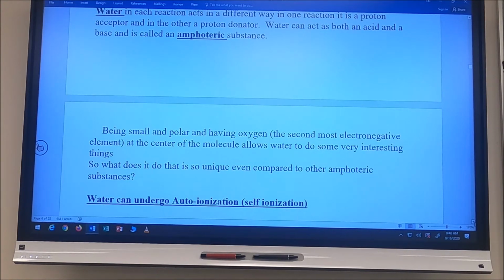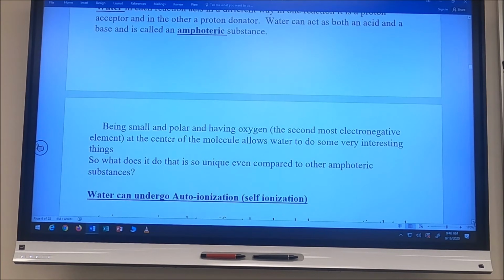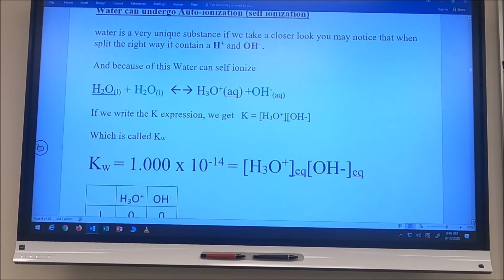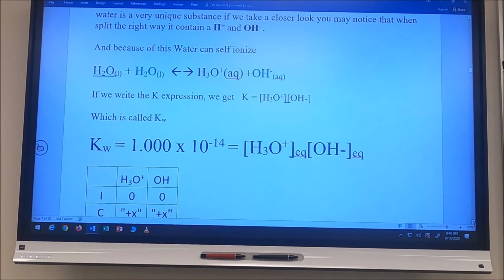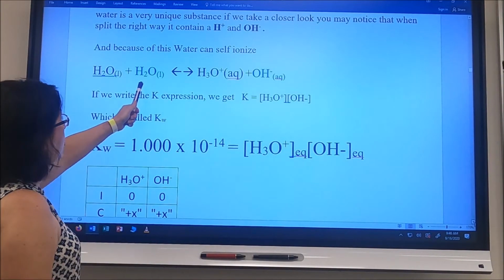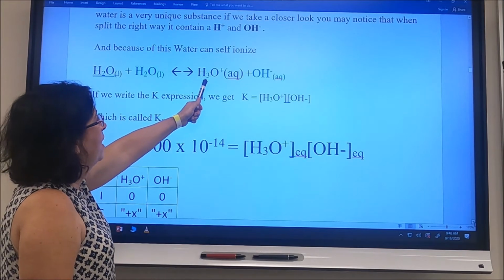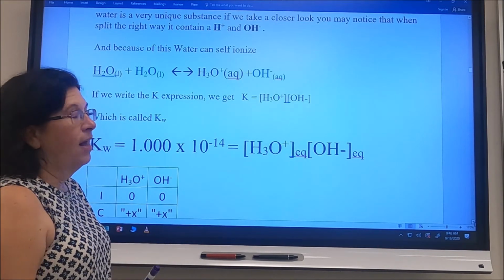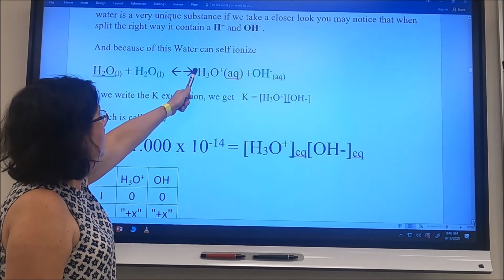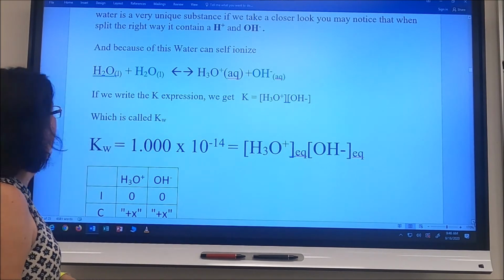Water is so good, though, at being amphoteric that water can undergo autoionization, or what we refer to as self-ionization. Okay? So a water molecule can actually react with a water molecule to give me hydronium ions and hydroxide ions. So water molecule liquid plus water molecule liquid gives me hydronium ions and hydroxide ions.